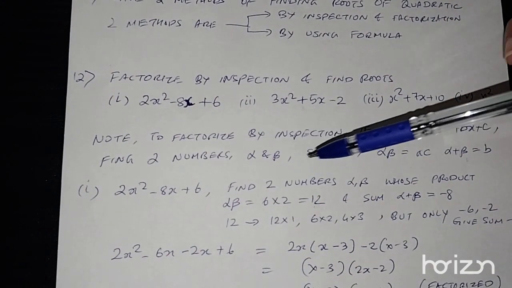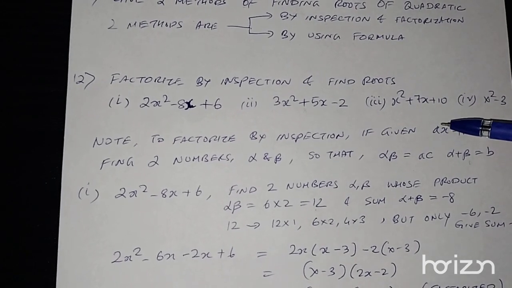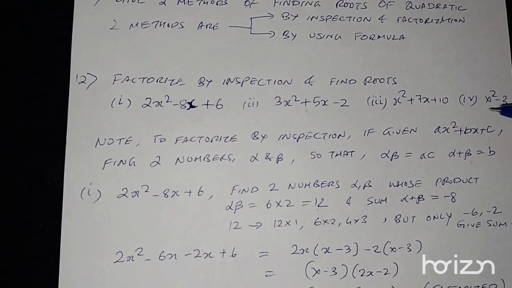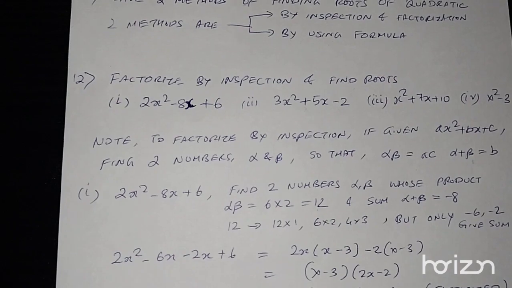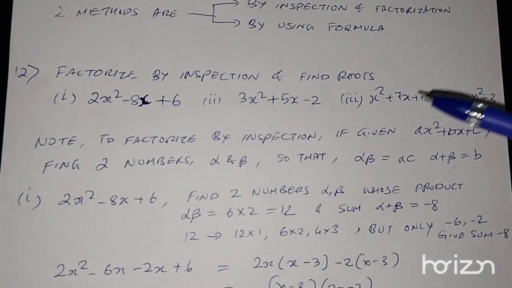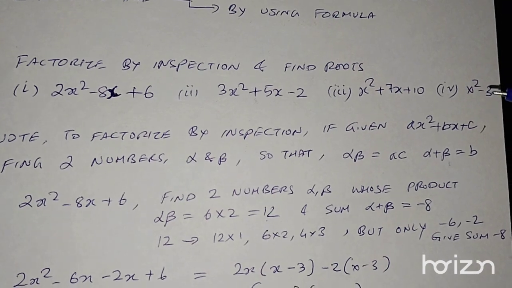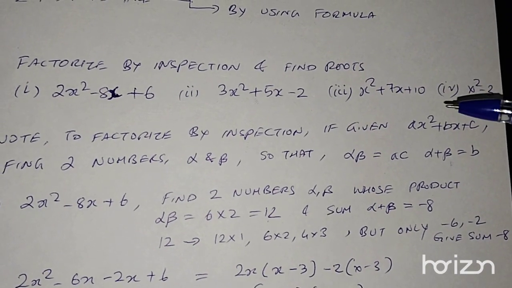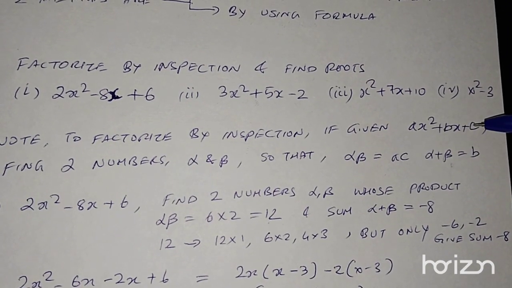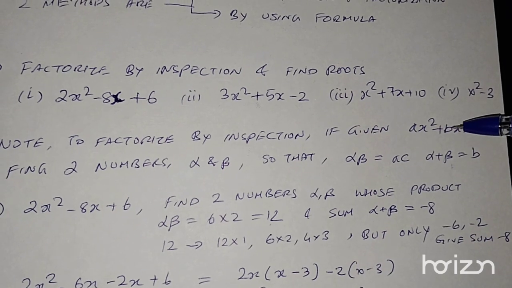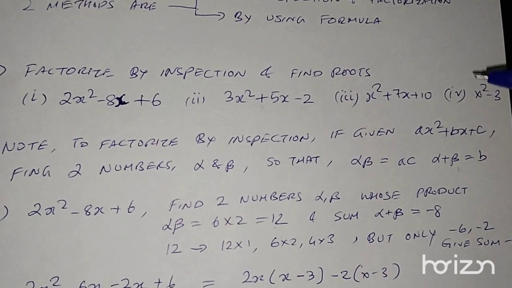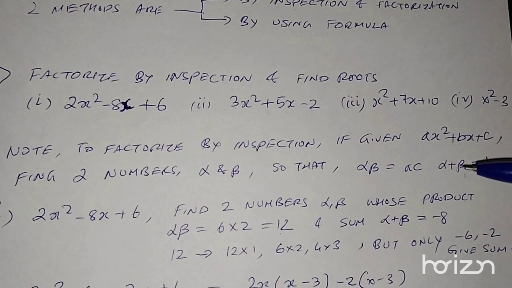Okay, note, to factorize by inspection, if given ax squared plus bx plus c type, you have to find two numbers such that their product is equal to ac. Please remember, to factorize by inspection, when a quadratic equation like ax squared plus bx plus c is given, you have to find two numbers whose product is ac and whose sum is b. Okay, and then you can proceed with factorization.